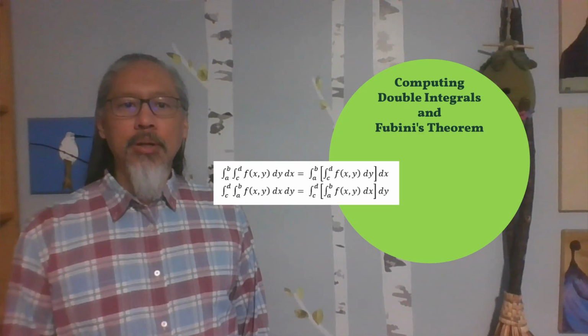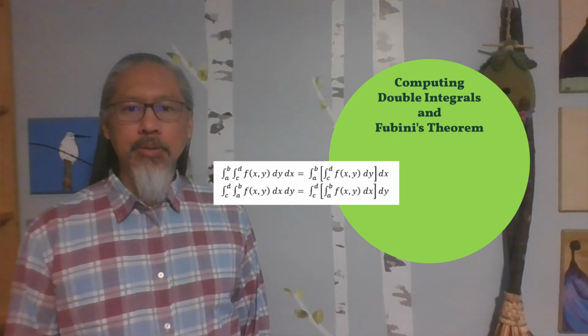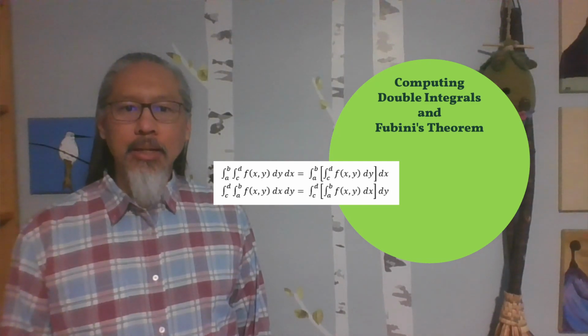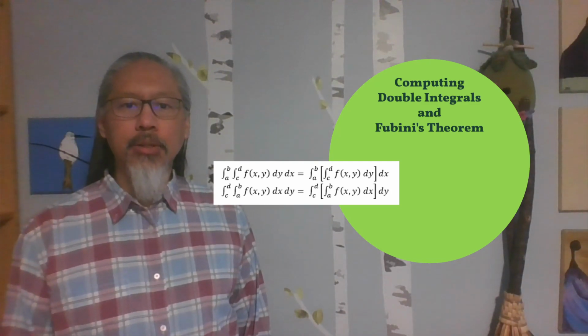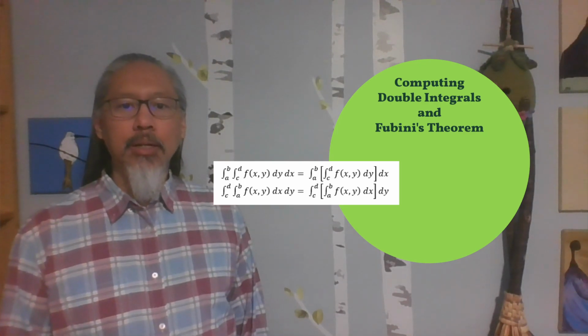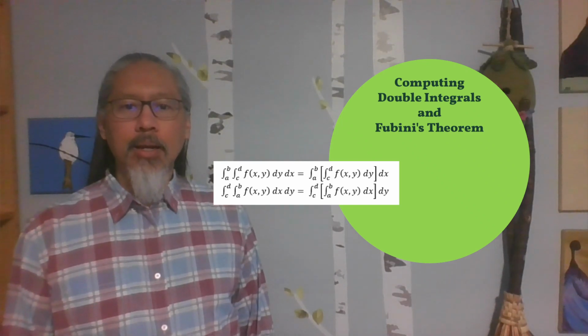way we're going to compute them is by looking at them as an iterated integral. So an iterated integral means we're going to take the integral from the inside going out. And so the first equation, for example, talks about integrating with respect to y first, and then with respect to x, and then vice versa for the other one.